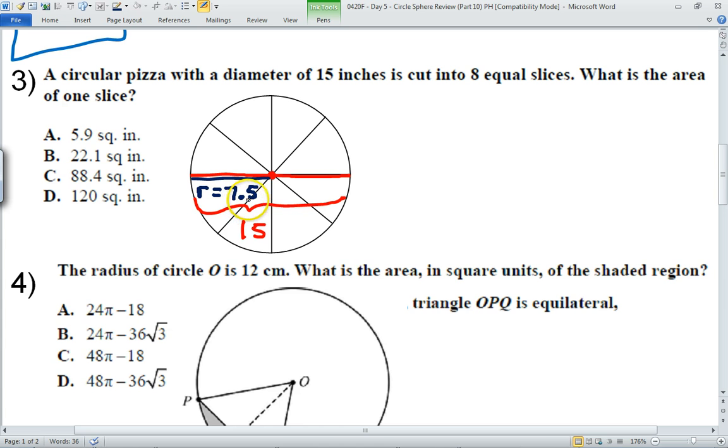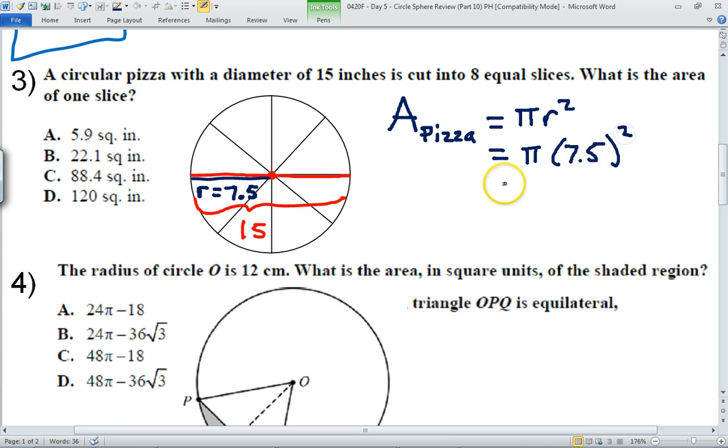Alright, if I know that the radius is 7.5, and I see the answers are all decimals, so I'm happy with the decimals on this one. I could start by finding the area of the whole circle, you know, the whole pizza. The area of a circle is pi r squared, so the area of the whole pizza is going to be pi times 7.5 squared.